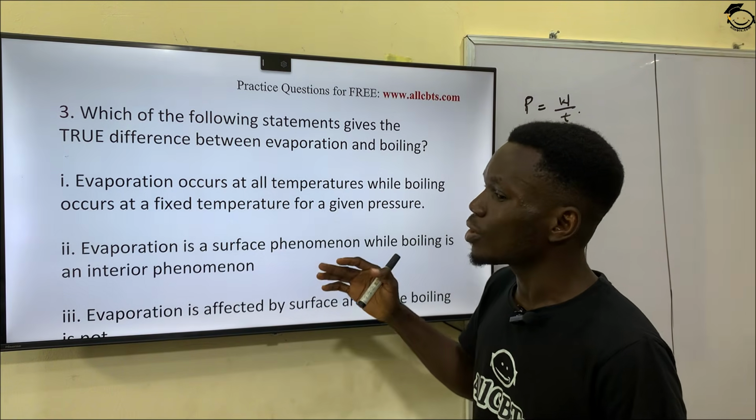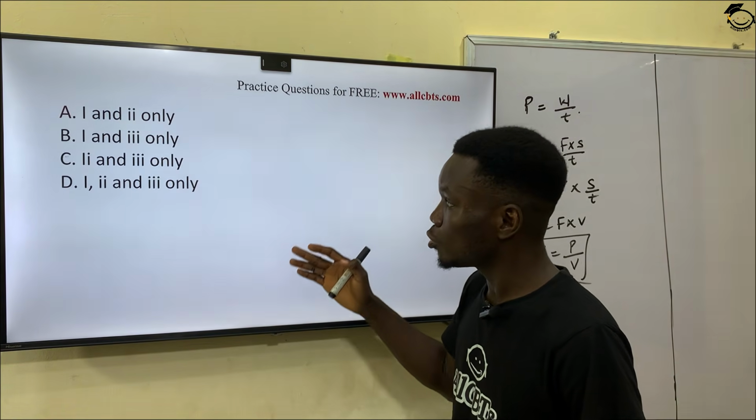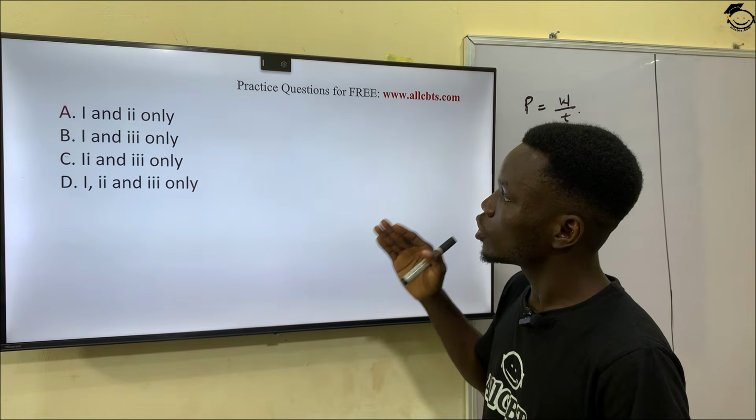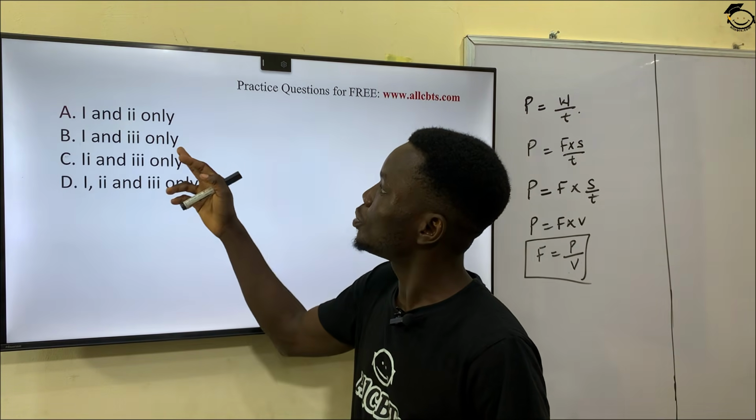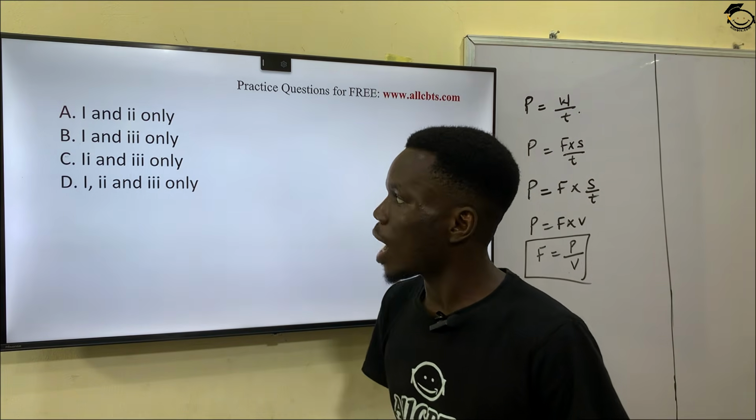And Roman figure 3 is also absolutely correct. So if we're looking at our options, we're going to be looking at options that have Roman figure 1 and Roman figure 3. So the correct answer is option B, which is Roman figure 1 and Roman figure 3.